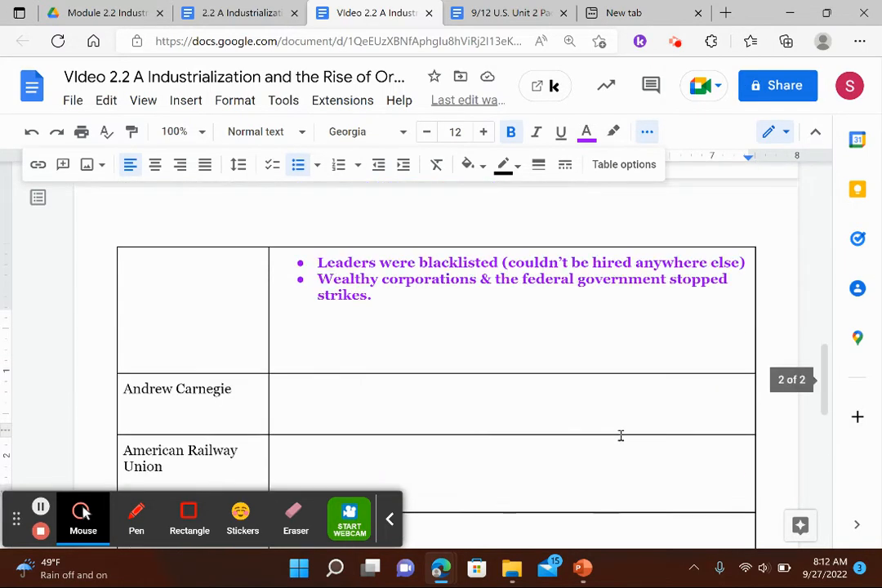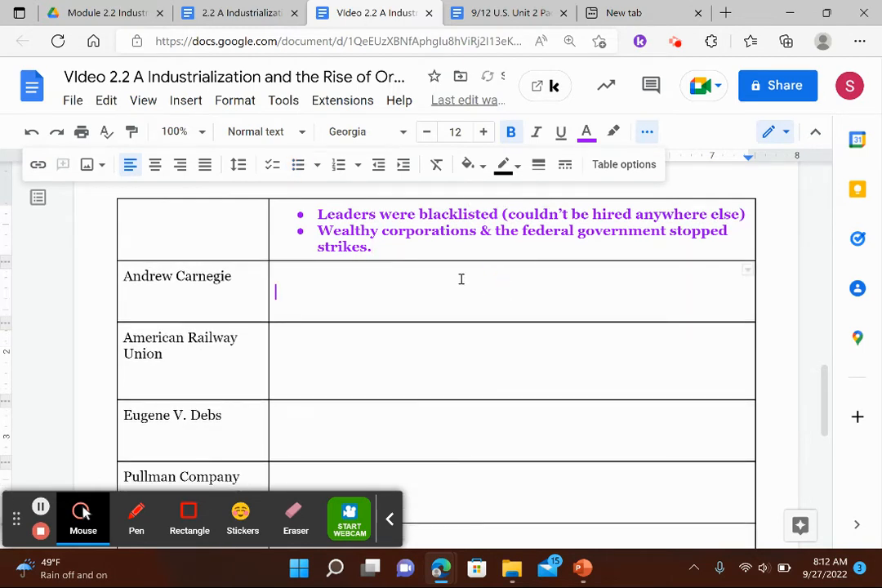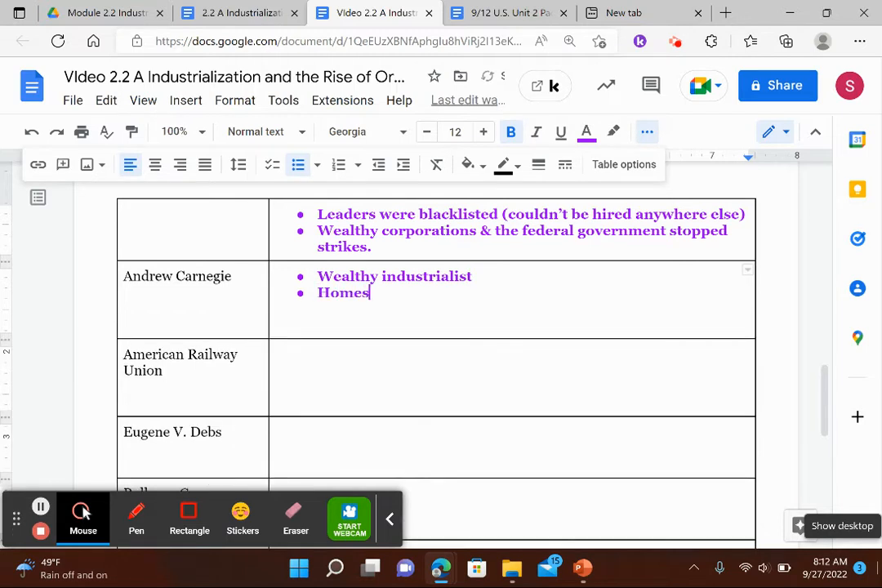All right, Andrew Carnegie. So he was, from reading this, a wealthy industrialist, Homestead Steel owner. Hang on real quick. I'm sorry about the interruption.